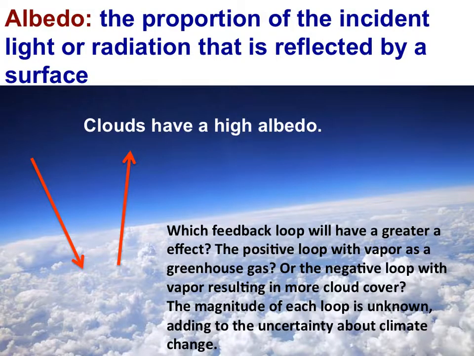Remember albedo from the atmosphere unit. Clouds reflect light, serving to let less solar energy reach the Earth, thus cooling the Earth. So, water vapor might serve to cause more warming as the Earth warms, or vapor condenses to cloud and the Earth might be cooled. The magnitude of either the positive or negative loop involving water vapor and cloud cover is not known, and this adds to the uncertainty in predicting climate change.